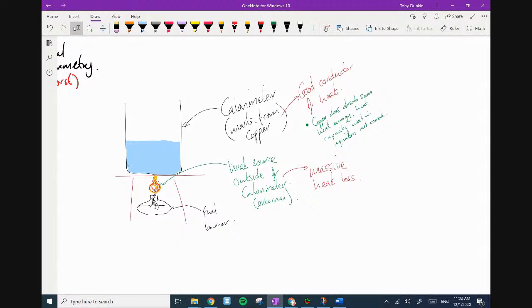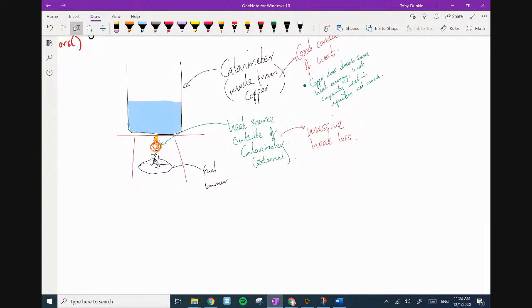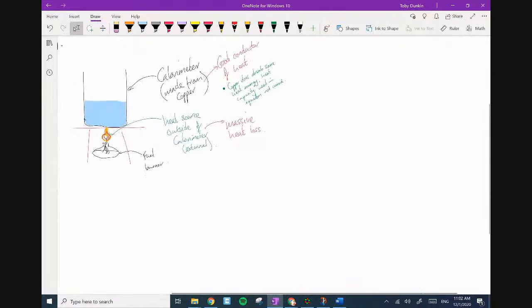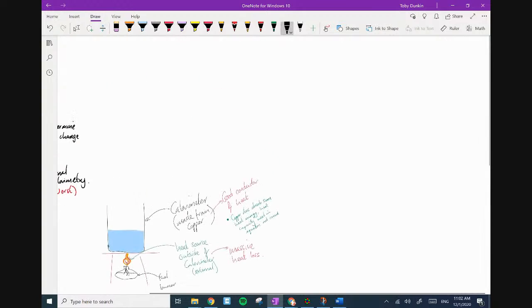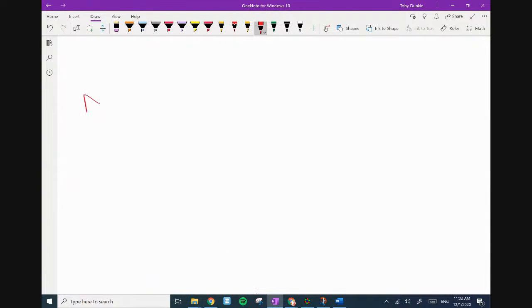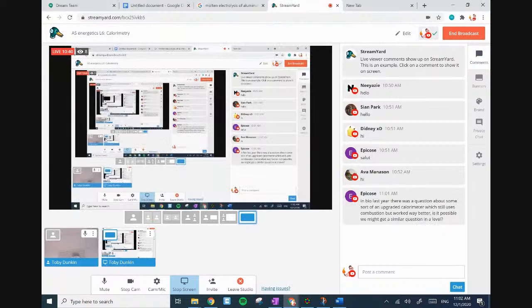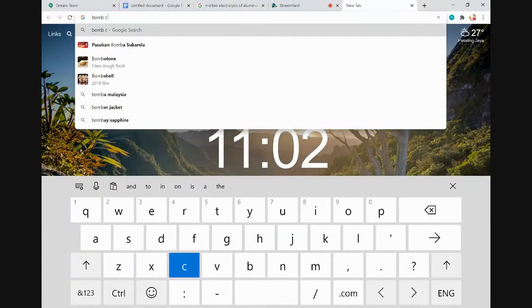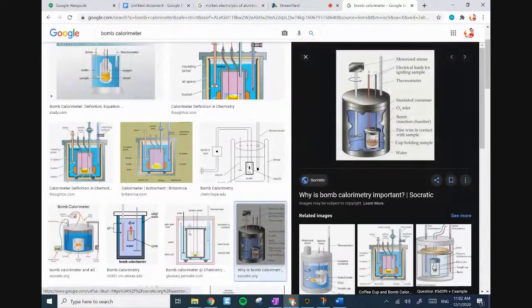Yes, it's called, so Oliver, it's called the bomb calorimeter. Now, can I just point out the bomb calorimeter? Nota bene. You need to know of it. Bomb calorimeter. Does this ring a bell, Oliver, by any chance? Bomb calorimeter. There we go. Images.